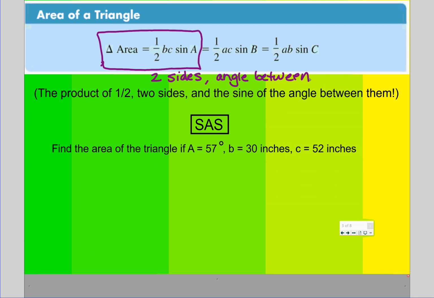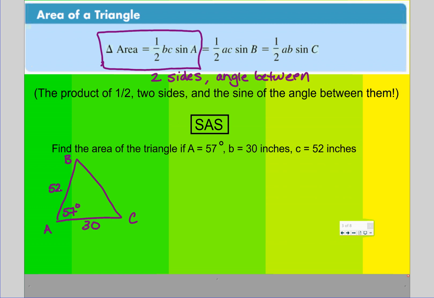It says find the area of the triangle if angle A is 57 degrees, b is 30 inches, and c is 52 inches. And if you need to, like we did with the law of sines and cosines before, you can always sketch this. So A is 57. Little b opposite big B is 30. Little c opposite big C is 52.